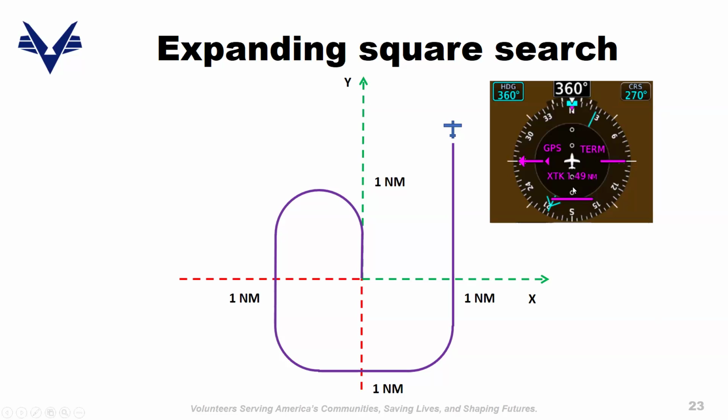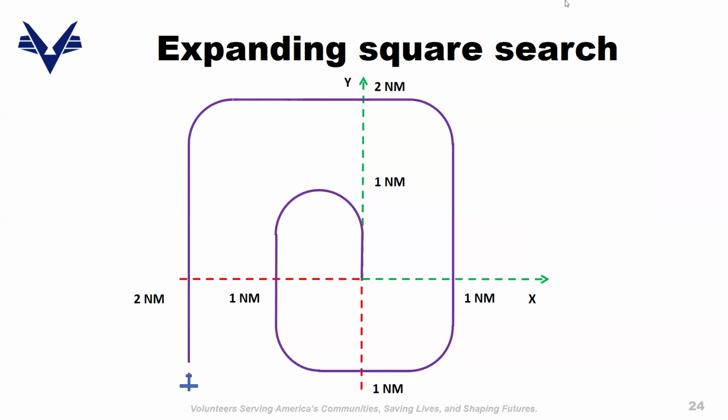And again, much like with grid search, you would use either your magenta diamond or your track and desired track to make sure that you're flying proper course, and you can adjust your heading accordingly. And you will just continue doing it until you are again facing north on a 360 course, and then you will add another mile and repeat. So that's how your actual ground track will look.